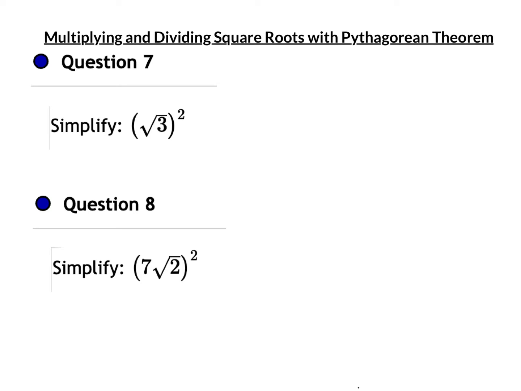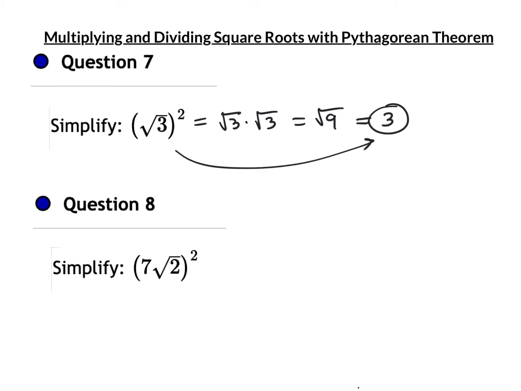Question 7. Students always want to make this complex, but just remember what squared means. Root 3 squared is root 3 times root 3, which is root 9. What's the square root of 9? 3. Oh, look at that. Question 8. 7 root 2 quantity squared. That's 7 root 2 times 7 root 2. Take 7 times 7, that's 49. Root 2 times root 2 is root 4. What is the square root of 4?